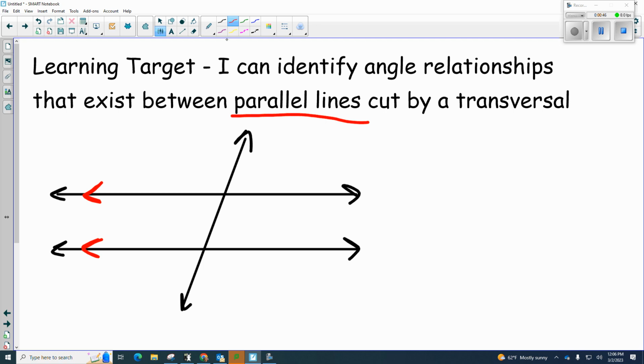And then we also have this word transversal, and this line cutting through the two parallel lines is the transversal. The interesting thing that happens when these lines are parallel and going in the exact same direction, when this transversal cuts through, it cuts through the top line at the same angle as the bottom line. So we're going to use a strategy to help us identify which angles are congruent.